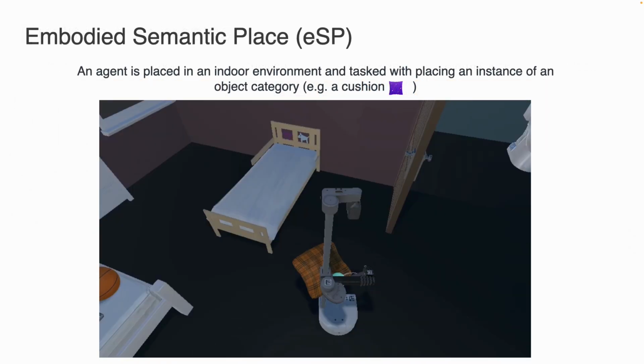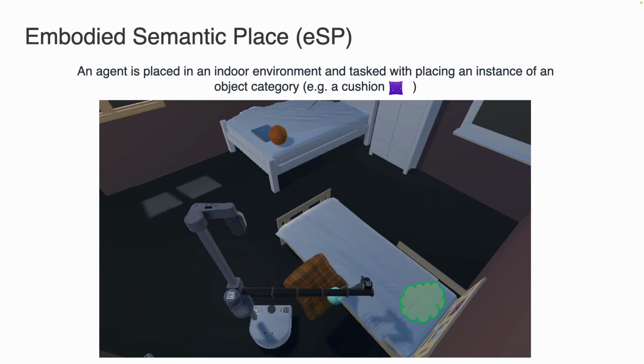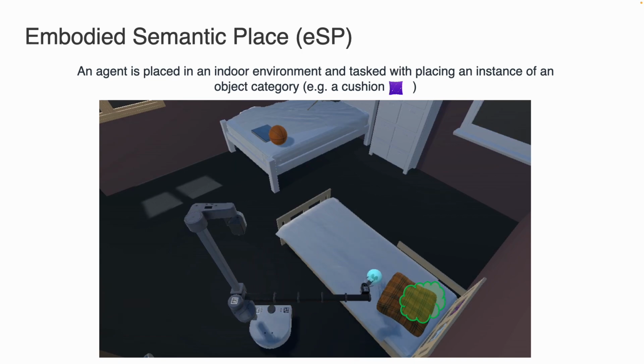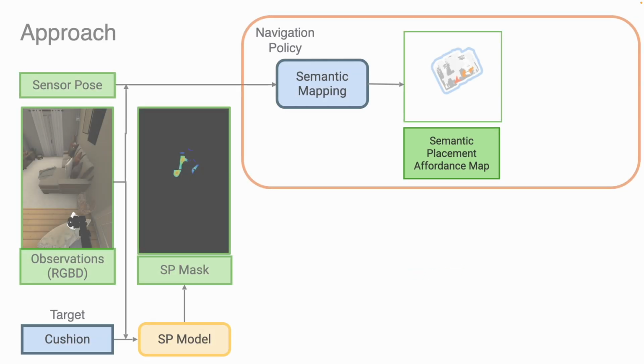Next, we demonstrate application of SP models on the downstream task of embodied semantic placement, where an embodied agent is tasked with placing an instance of an object on a valid receptacle precisely, in this case, a pillow. This agent is evaluated based on how accurately it placed the object at its position on a certain receptacle.